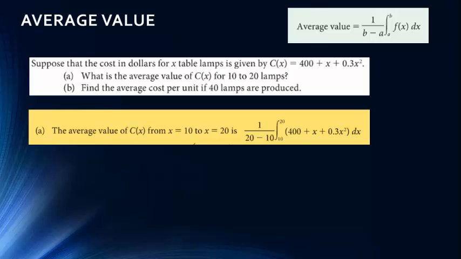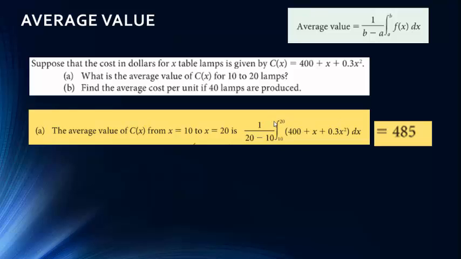It just follows the formula. 1 over 20 minus 10, evaluating the integral from 10 to 20 of the function. This is simple enough to calculate. I'm not going to go through the steps. You should be able to do this, right? The integral 400x plus x squared over 2 plus 0.1 x cubed, evaluated at 20, subtracted the evaluation at 10, and then multiplied by 1 over 10. Make sure you can calculate this, go through the steps, don't just trust this value. This is good practice to try this average value.